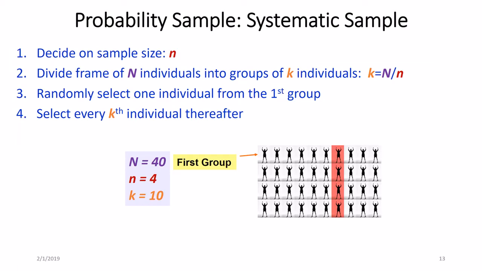Switching to systematic sample. The first step is that we decide on sample size, the lowercase n. Then we divide the frame of n individuals into groups of k individuals. Then randomly select one individual from the first group, and then select every kth individual thereafter.